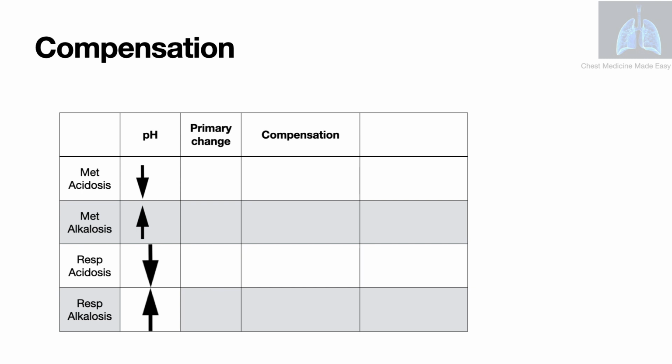For metabolic acidosis, the primary change would be a reduction in bicarbonate levels, and the compensation would be a reduction in carbon dioxide. The carbon dioxide is reduced by 1.2 for every 1 fall in bicarbonate. In metabolic alkalosis, the primary change is increased bicarbonate. The compensatory change is increased carbon dioxide. The expected compensation is a 0.7 increase of carbon dioxide for every 1 increase in bicarbonate.